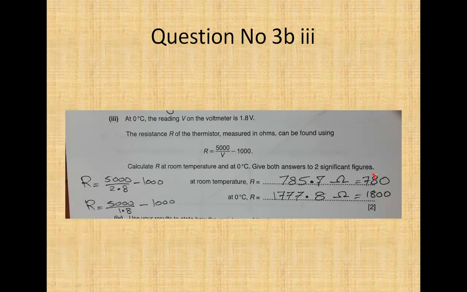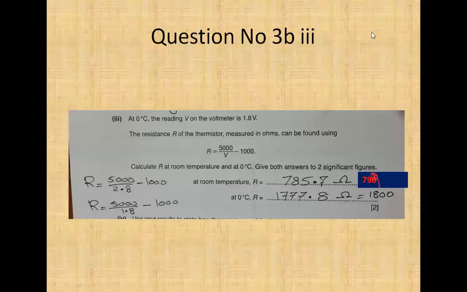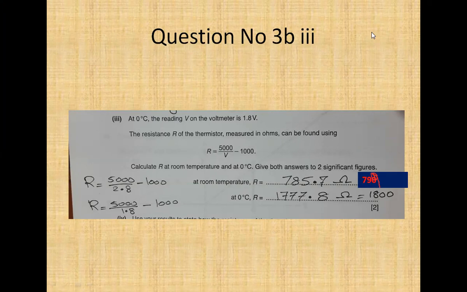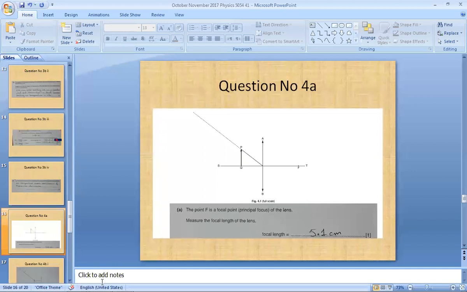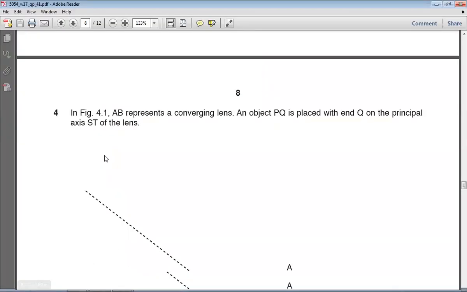Okay, so let me bring the felt pen. Where's the felt pen? Here we go. So this should be 790. Okay, so this should be 790. 785.7 mathematically should be rounded off to 790 in two significant figures. So that was a little mistake. So let's go to the next part. Question number 4 is coming up.